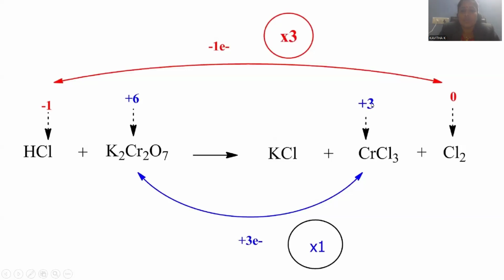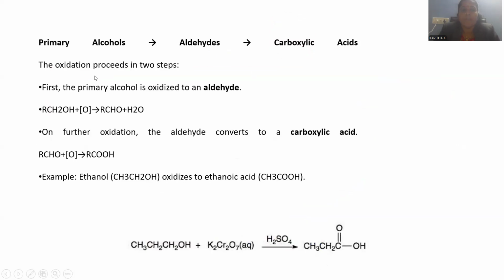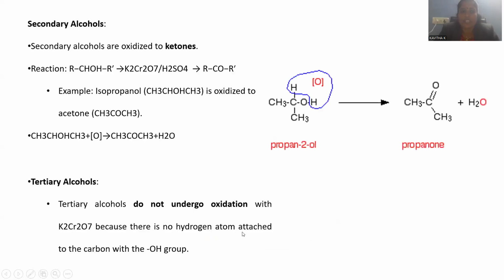+6 will be turned into +3 so that we can say it is a reduction, where chlorine -1 is turned into 0. That is called oxidation. Primary alcohols are converted initially into aldehydes, finally into a carboxylic acid. So I'm taking propanol, long chain propanol will be taken, acidified potassium dichromate will be added, and a few drops of sulfuric acid is blended to enhance the reaction.